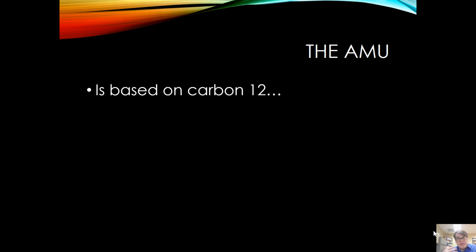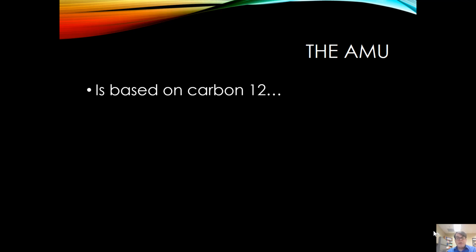So carbon always has 6 protons. If it had a different number of protons, it wouldn't be carbon. However, carbon has several isotopes, at least 3 that I know of: carbon-12, carbon-13, carbon-14. All of these isotopes have different numbers of neutrons in the nucleus. Carbon-12 has 6 protons and 6 neutrons, carbon-13 has 6 protons and 7 neutrons, and carbon-14 has 6 protons and 8 neutrons.